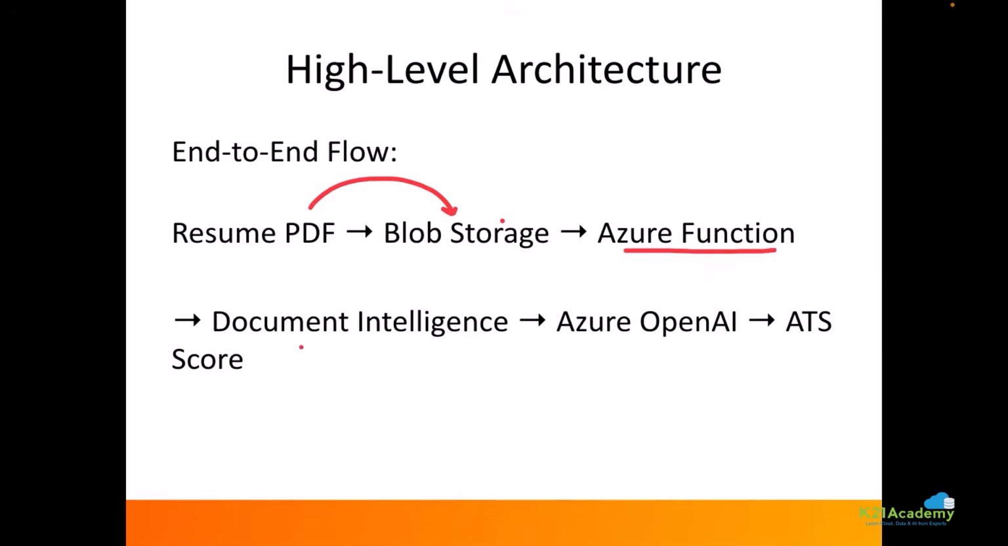After that, it starts calling Document Intelligence. Your document goes into Document Intelligence, which helps provide the text data to Azure OpenAI. Then Azure OpenAI helps us generate the ATS score. I'm talking about a resume PDF, but in this case we have taken two formats, PDF or doc. Everything starts with your input, which is my resume in PDF format. It can be in Word or any other document format.